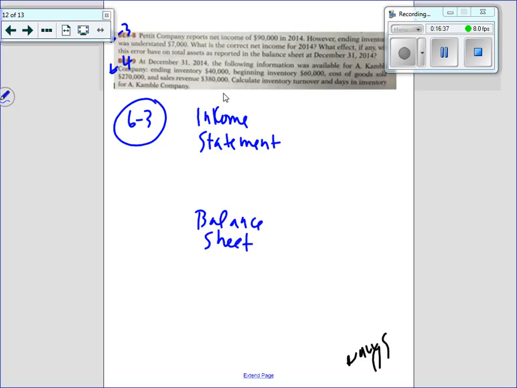If we have undercounted inventory by $7,000, are assets going to be understated or overstated? It's going to appear we have less than what we really do, so understated. Assets would be lower than what they should be, and owner's equity would be lower than it should be. On the income statement, it's asking, what is the correct net income for 2014?